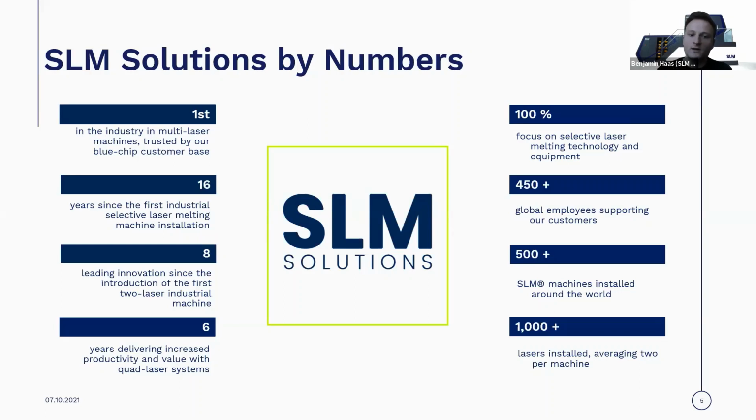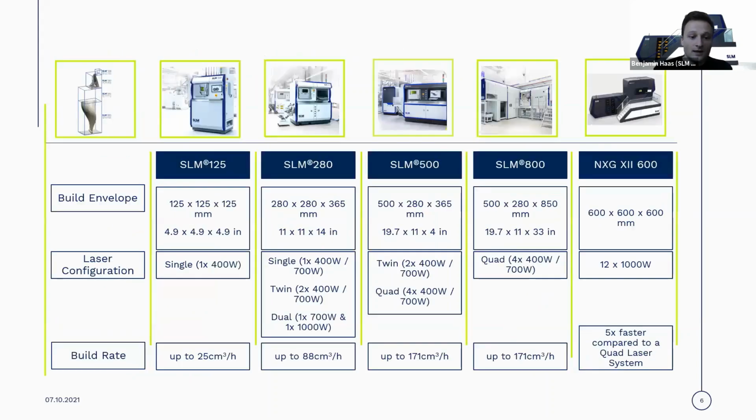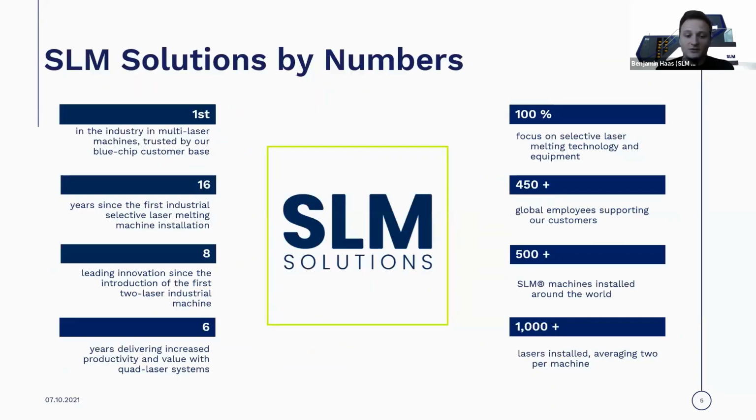We're focusing 100% on metal powder bed fusion. So we do not look into polymer or ceramics or anything else. It's just metal powder. We're about 450 plus global employees. Of course, the majority is based here in Lübeck, but we are starting to grow, not just in Lübeck, but all around the world. We have just about 500 machines installed in the world, and if we just count all the lasers individually, we're over 1,000 installed lasers across the entire globe. And I just forgot to mention, averaging 2 lasers per machine.